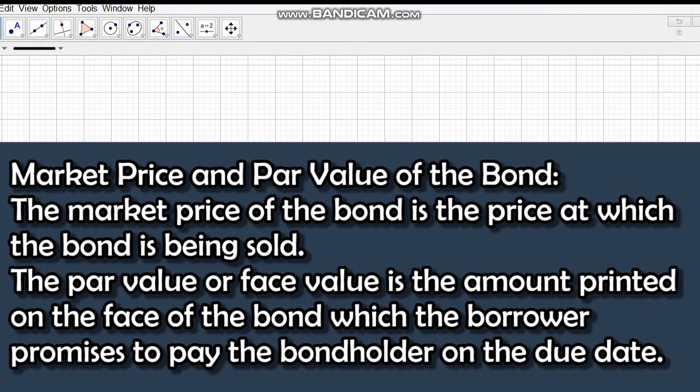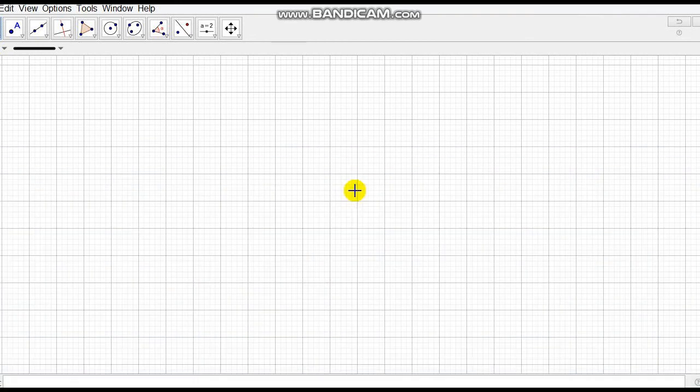The market price of the bond is the price at which the bond is being sold. The par value or face value is the amount printed on the face of the bond which the borrower promised to pay the bondholder on the due date. So the face value of the bond sometimes differs from the market price of the bond. The market price is how much the bond is being sold for, and the face value indicates how much will be returned to the bondholder after its maturity date.